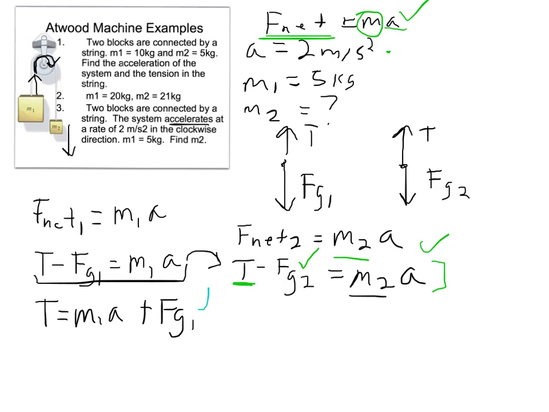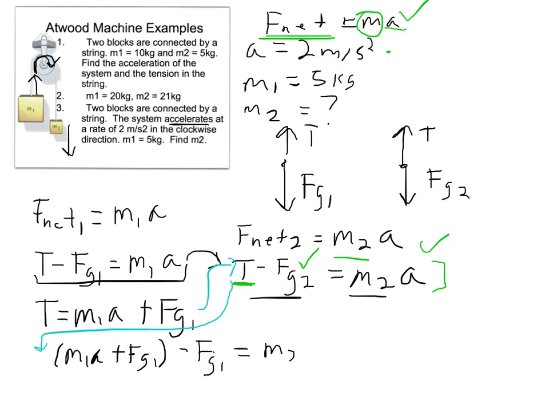So I'm going to substitute what I wrote here into this equation, and for the sake of space, I'm actually going to write it right here. Tension, we now know, is mass 1 times acceleration plus Fg1, minus, just continuing the equation here, Fg1 equals mass 2 times acceleration. Now I can solve this equation for acceleration. Let's clean this up on a new slide and keep going.